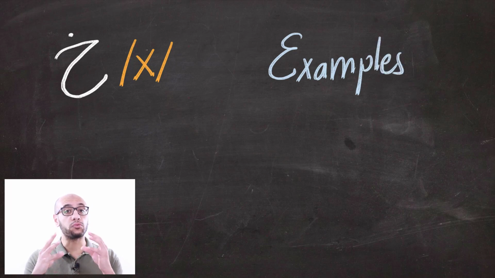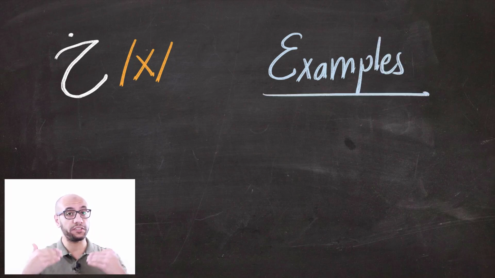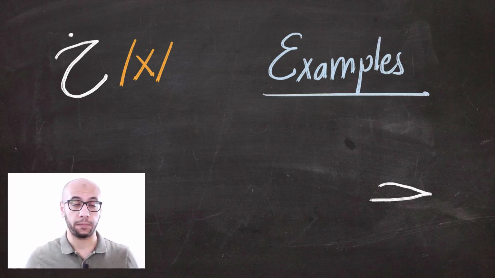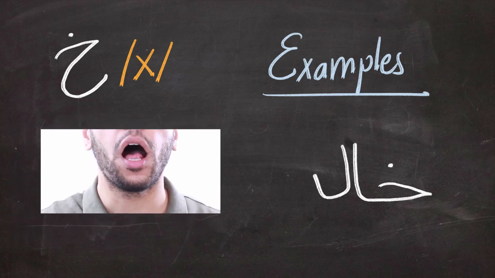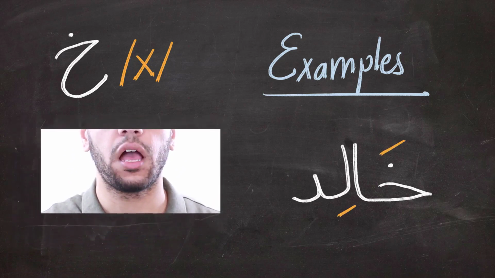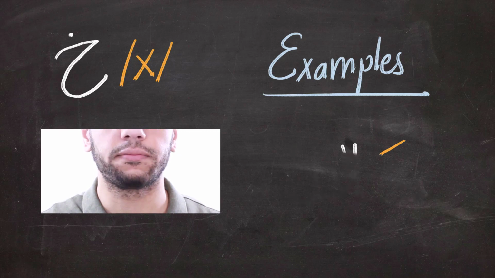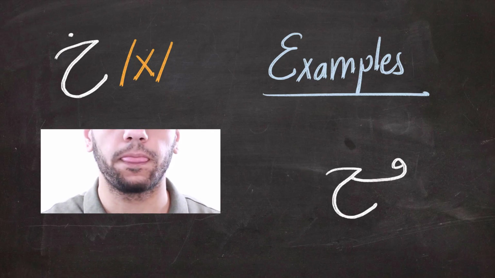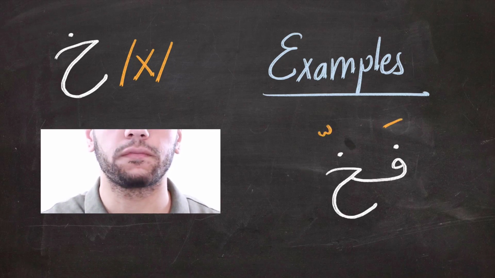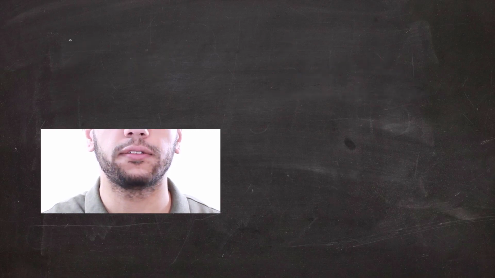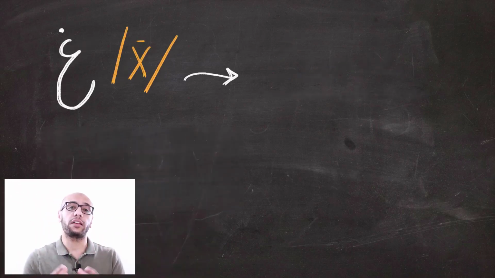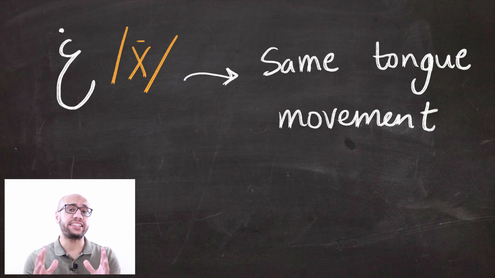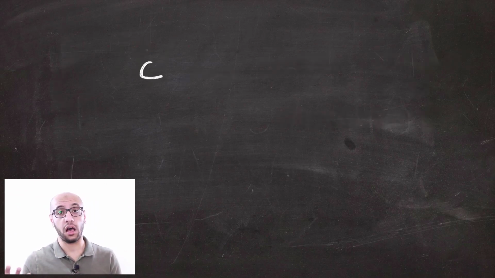Here are some examples you're going to see for the kha sound. Watch how the raised back of the tongue looks. Khalid, Khalid. Fakhr, Fakhr. Fakh, Fakh.